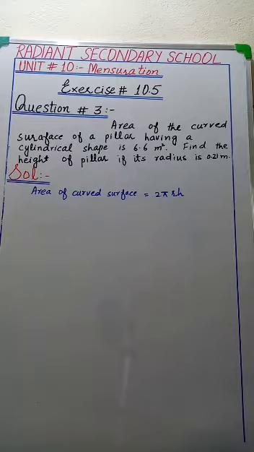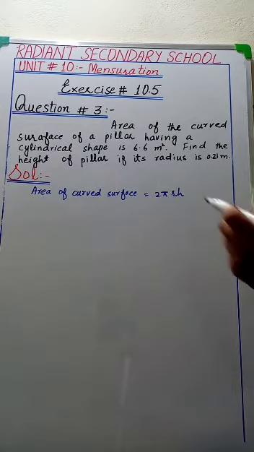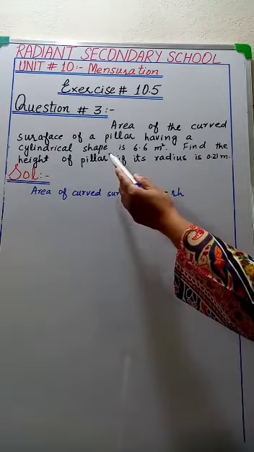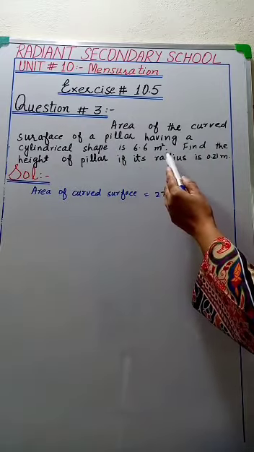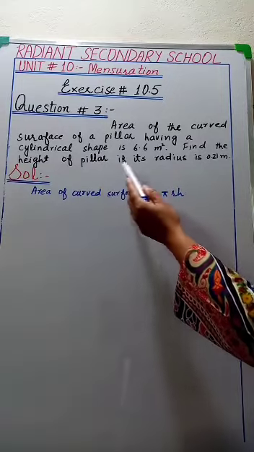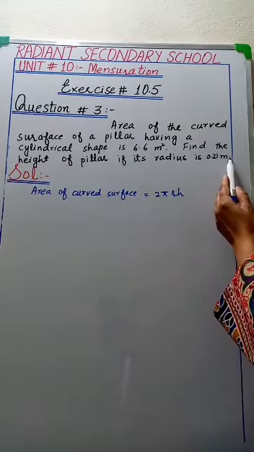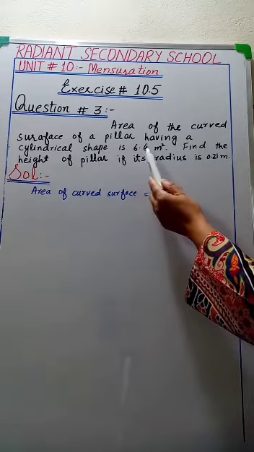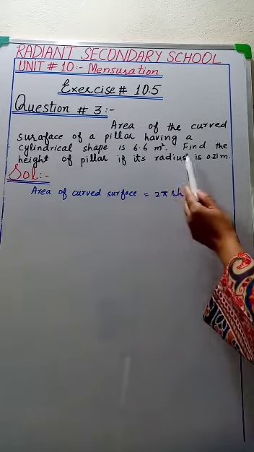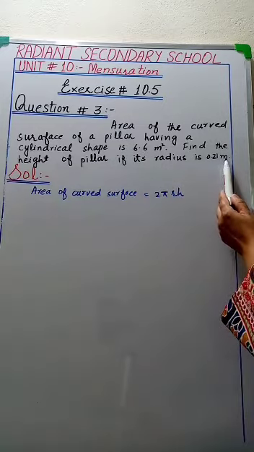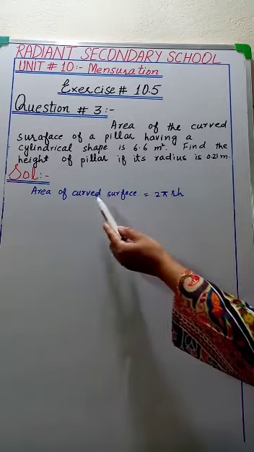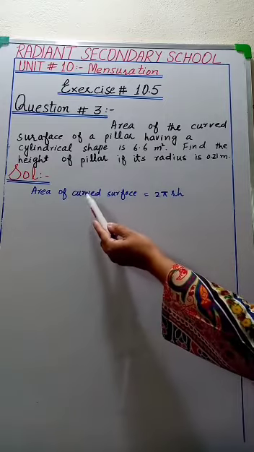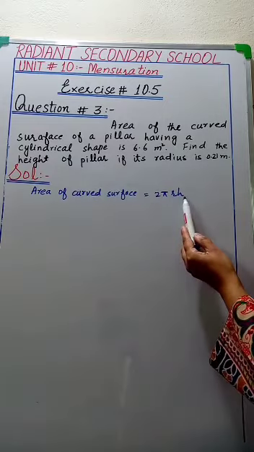The first question is question number 3. The statement of the question is: area of the curved surface of a pillar having a cylindrical shape is 6.6 meters square. Find the height of the pillar if its radius is 0.21 meter. Students, in this question you are given the curved surface area, that is 6.6, and the radius is 0.21 meter. The formula for area of curved surface is 2 pi rh. R is given and area is also given, and you have to find the height.